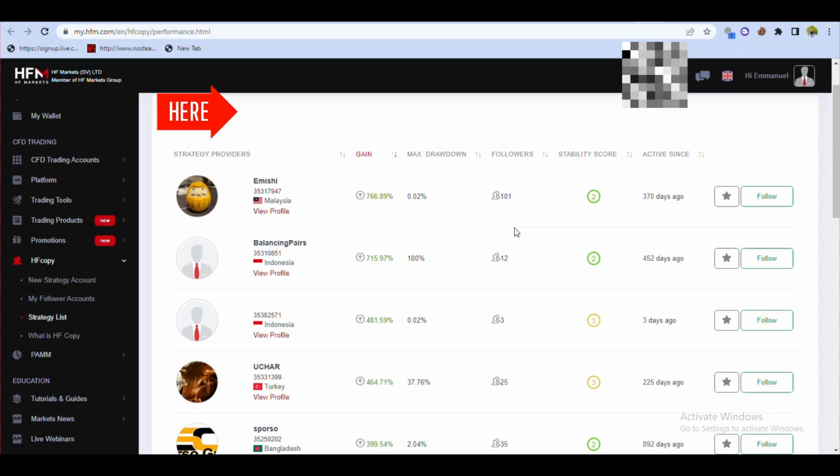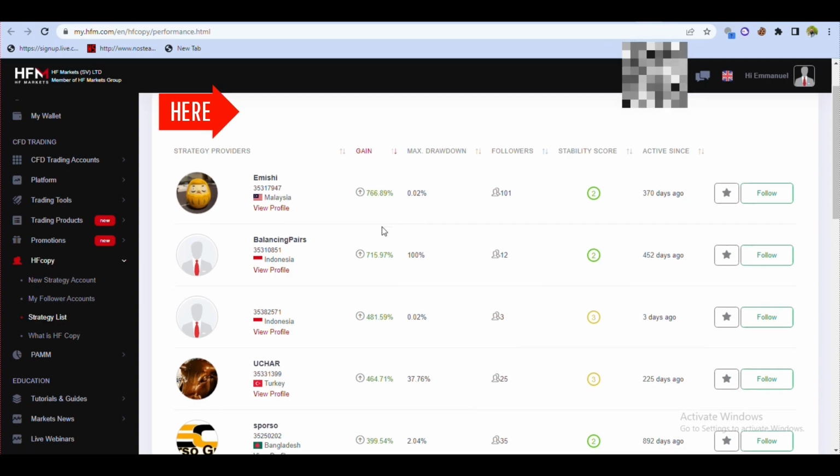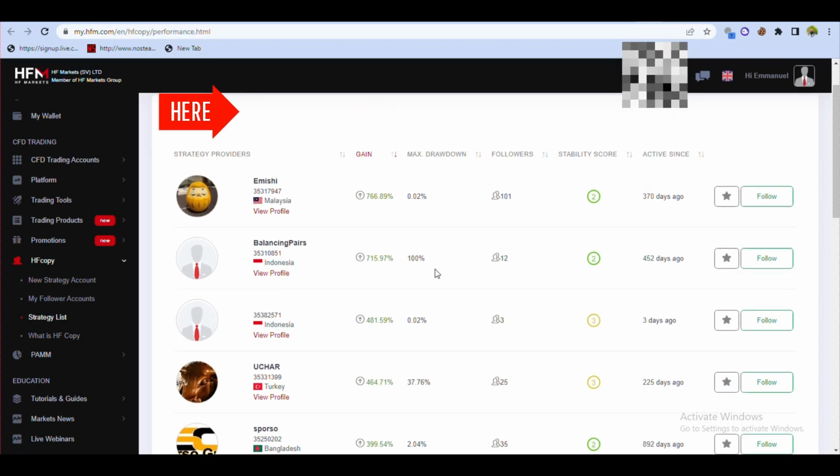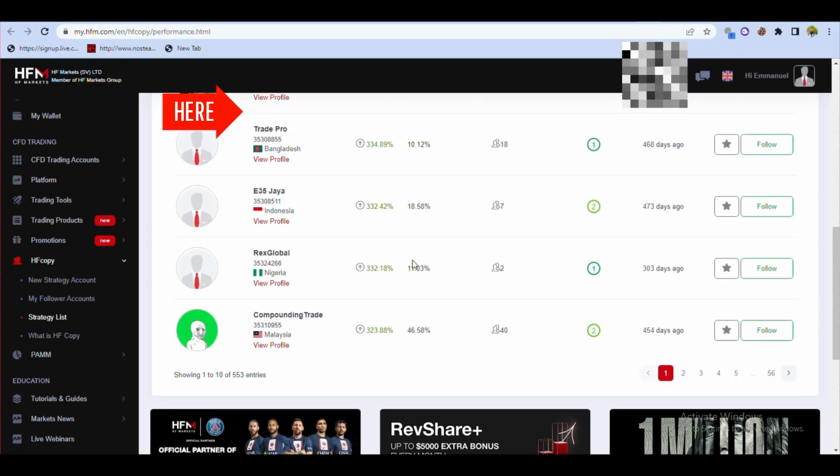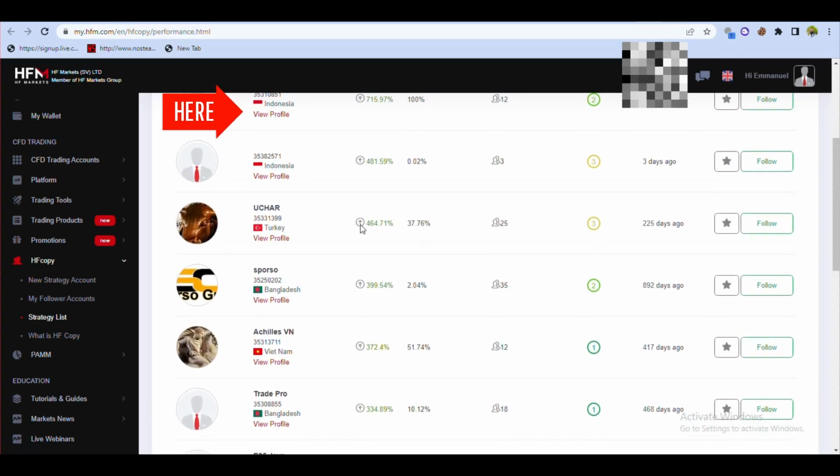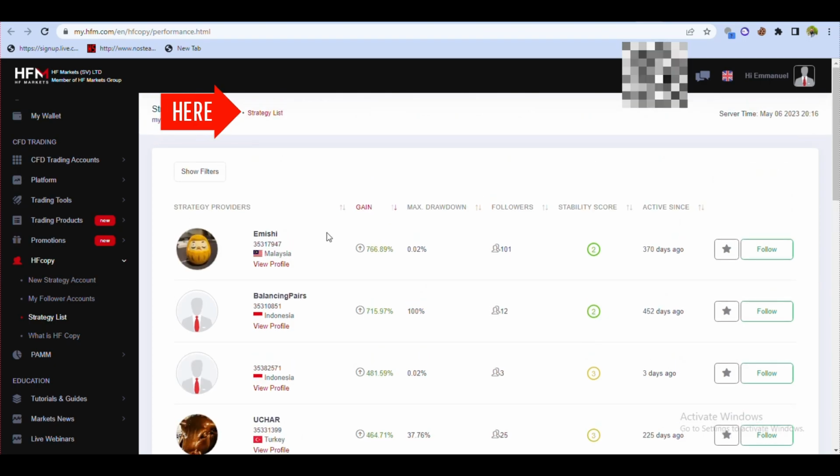You shouldn't really look at their followers only, although it matters; you should do your research yourself. So you find the people with medium to high gain and a lower maximum drawdown. I hope you understand that. Now let's say this first person, Amishi, who has 101 followers and a little maximum drawdown.